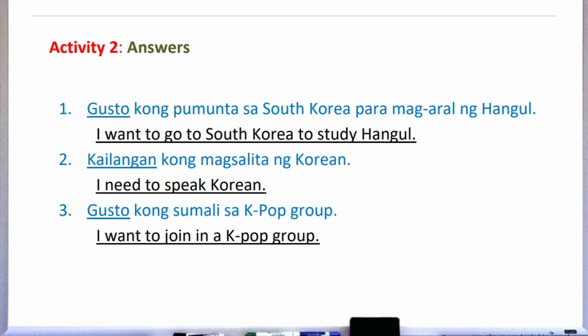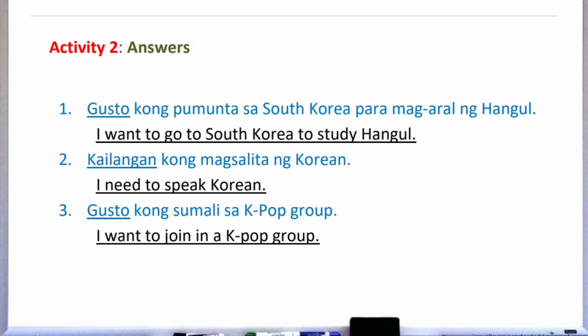Number 2, kailangan kong magsalita ng Korean. In English, I need to speak Korean. So by the way, Hangul and Korean, they're the same. In the Philippines, we don't really say Hangul. I want to speak Hangul, but we just say I want to speak Korean, just like in English. All right, so number 3, gusto kong sumali sa K-pop group. Gusto here is still want because it has something to do with a plan of joining in a K-pop group. So the gusto in number 1 and the gusto in number 3 are the same. They are translated as want, not like. All right, I hope you got the same answer.